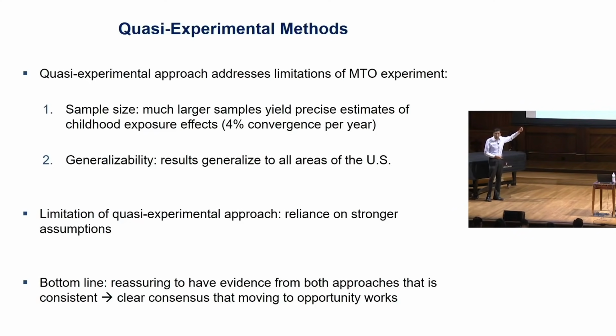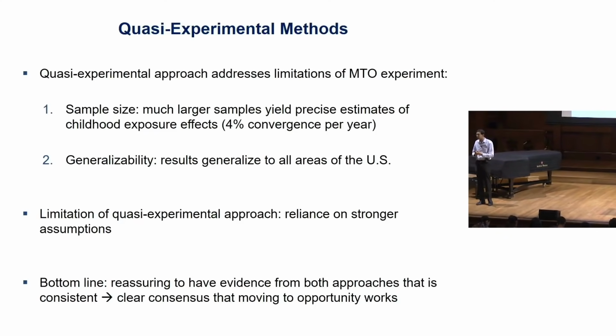Now, what is the limitation of the quasi-experimental approach? It relies on a stronger assumption, right? You have to believe the assumption that I made that the kids who move at younger and older ages are comparable to each other. Whereas with a randomized experiment, all you have to believe is that I flipped the coin properly, which is obviously a weaker assumption. You're more likely to believe that.